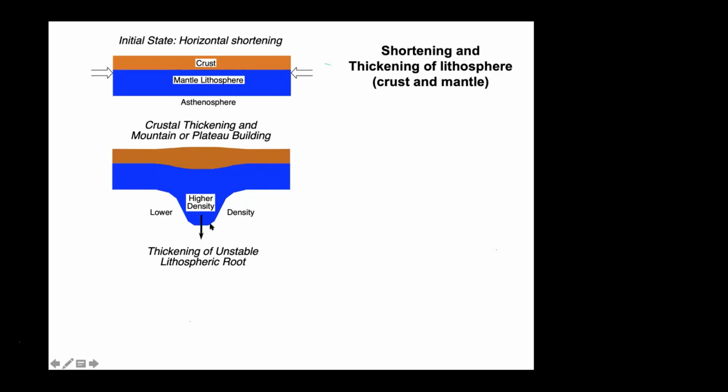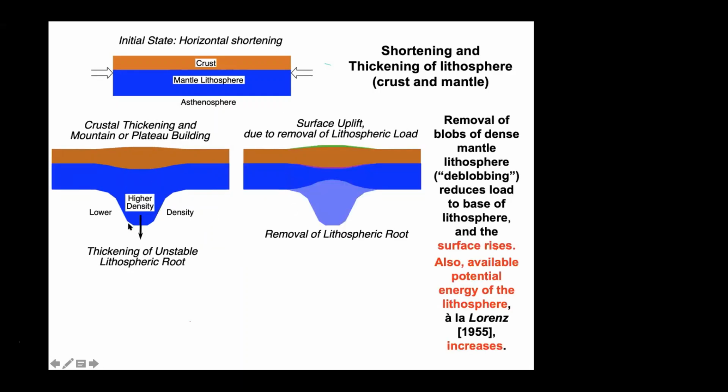So let's let it remove it. This region is removed. The light blue is showing you heavy material that's been removed. You remove dense blobs of mantle lithosphere, call it deblobbing. That reduces the load on the base of the lithosphere, and the surface rises. So you take this off, and the surface goes up. The green is showing you the increase in elevation. This is a small fraction of the total elevation of Tibet. Small, 1,000 meters, maybe 2,000 meters, but 1 or 2 out of 5,000 meters. By no means the whole plateau.